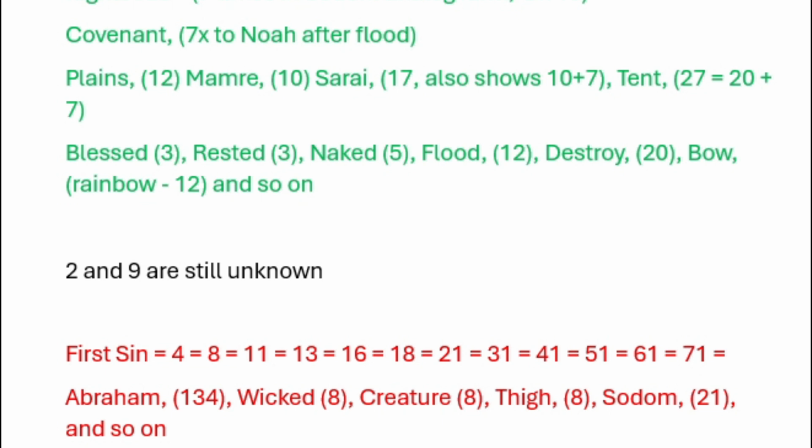Wicked, 8 times. Creature, 8 times. Thigh, 8. Remember all the time, put your hand under my thigh and make a promise to me. Whatever, those are bad things. Sodom, 21, and so on. So, does that look crazy to you? Okay, it's more than I ever thought. I saw patterns, and as I started digging in, I was like, oh my, I'm astounded at what I see here.